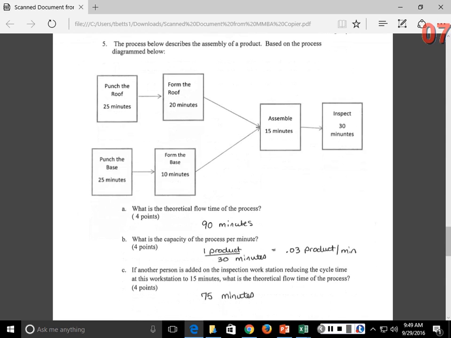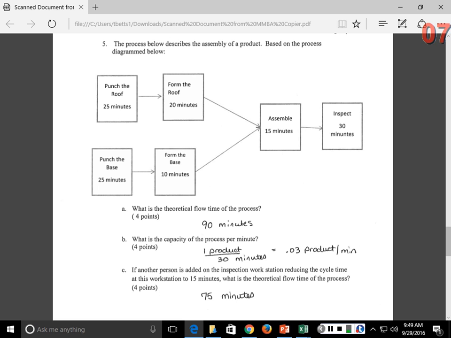Okay. All right, so what's the theoretical flow time of this process, right? We would take the flow time across the 2 paths and identify the one that's the longest, and that would be the theoretical flow time, right? So I'm thinking that's 25 and 20 is 45, 55, 60, and 30 is 90. So it's this path across the top. Okay. What's the capacity of the process per minute?